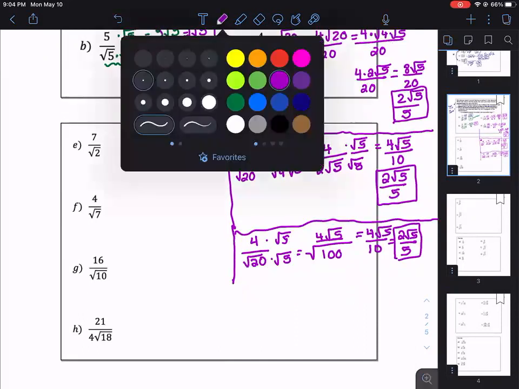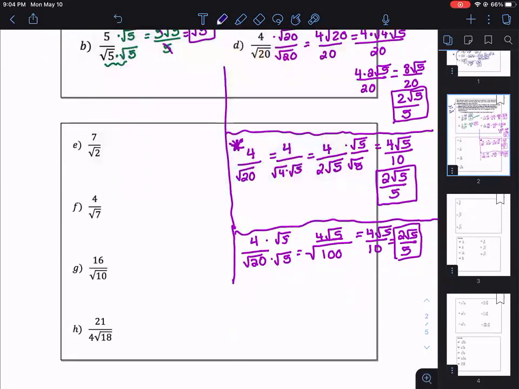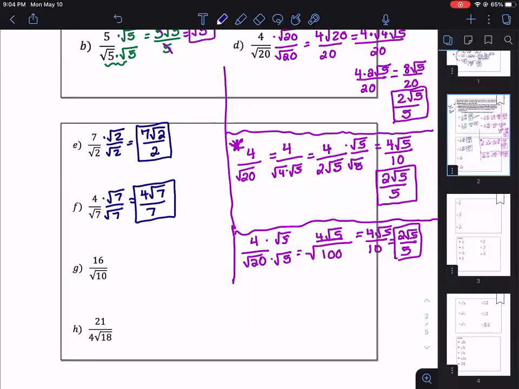So for letter E, you're going to see if you can simplify first. You can't. So we will rationalize right away. We're going to get 7 radical 2 over 2. No simplifying possible. Letter F, same deal. I'm going to see if I can simplify first. I can't, so I will rationalize. I get 4 radical 7 over 7. No simplifying possible. And again, as long as I do not have a radical in my denominator, I'm in good shape.